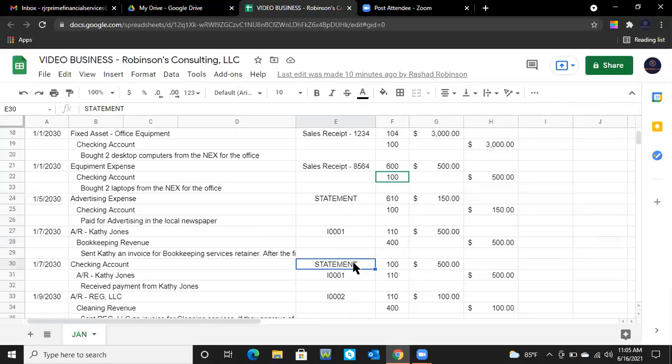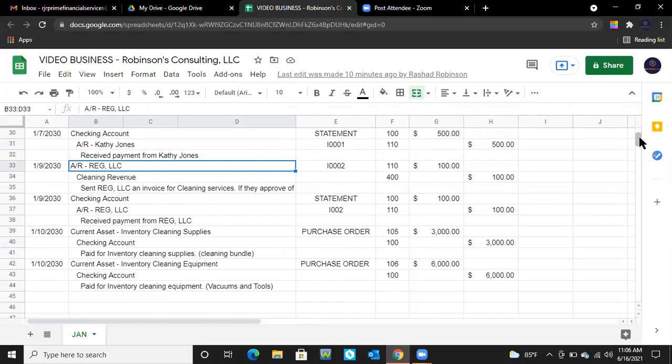So Kathy Jones is a great client. She paid on the same day. So you would debit the checking account because that is the account where you receive the money in. You would credit the accounts receivable account because you received that money, so you can go ahead and zero out that invoice. We sent out another invoice to another client, and they did the same thing that Kathy Jones did. They paid it, so we debited the checking account because that's the account where we received the money. We'll credit the accounts receivable account because we have received that money, so we are zeroing out that invoice.